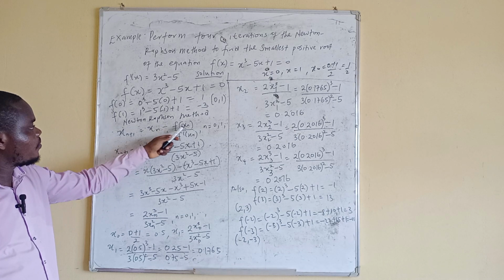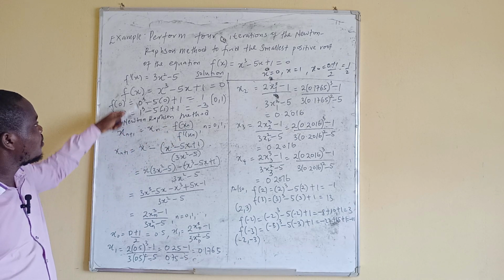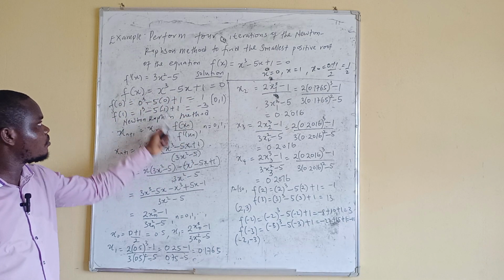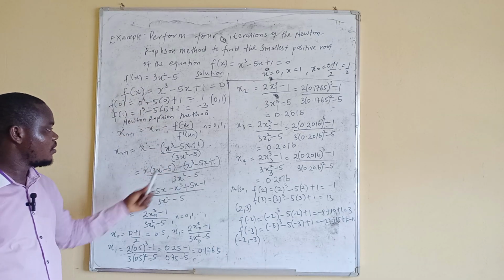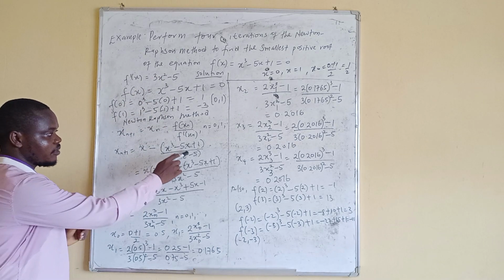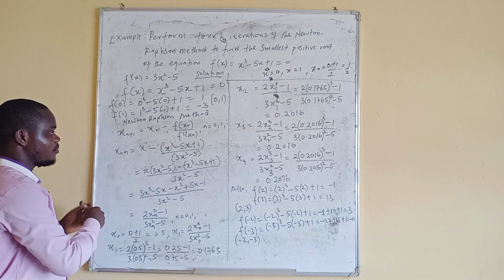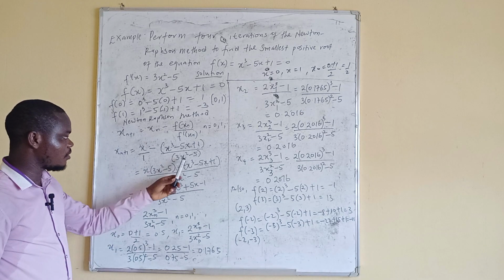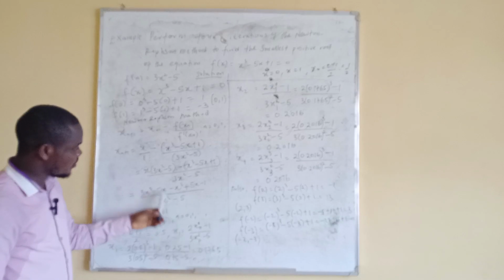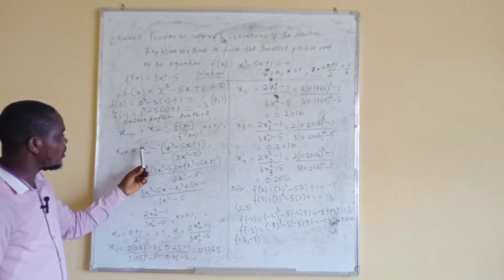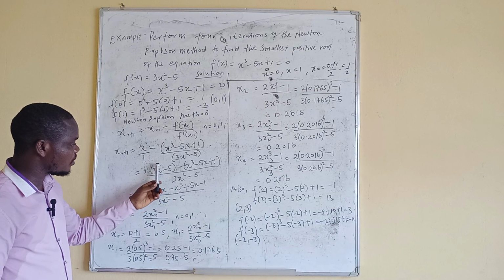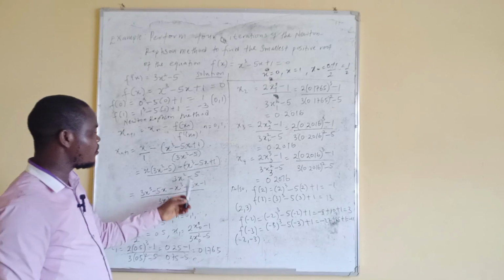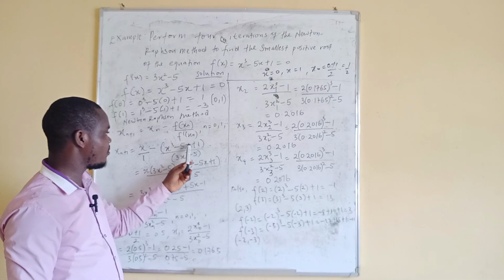So we replace f(x) by x³ - 5x + 1, divided by f'(xn), which is 3x² - 5. Now, if you take the LCM of these two, you have 3x² - 5. This is the same thing as this divided by 1. So if you take the LCM, multiplied by x, we have x(3x² - 5) minus (x³ - 5x + 1), all divided by 3x² - 5.